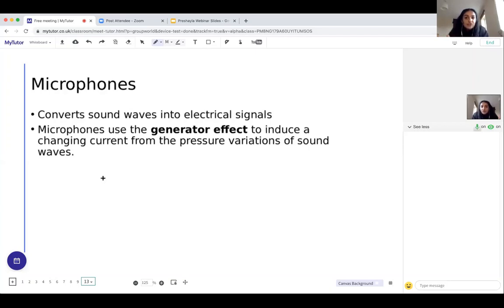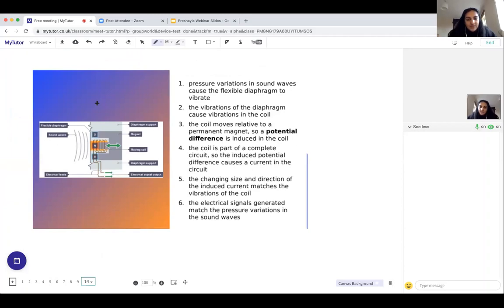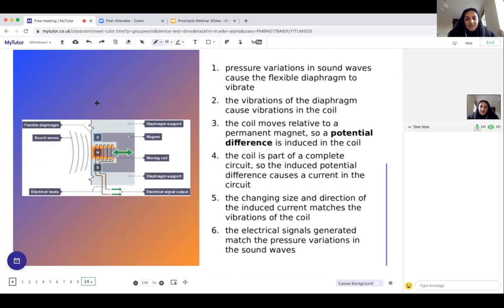Okay, so microphones use the generator effect to induce a change in current from the pressure variations of sound waves. Here's a diagram to support this explanation, and it's quite a long description and long process of how microphones work, and it is worth bearing in mind that this is higher tier for AQA. Okay, so pressure variations in sound waves cause the diaphragm. The diaphragm is this bit here, the surface here, to vibrate. That's the first thing that happens.